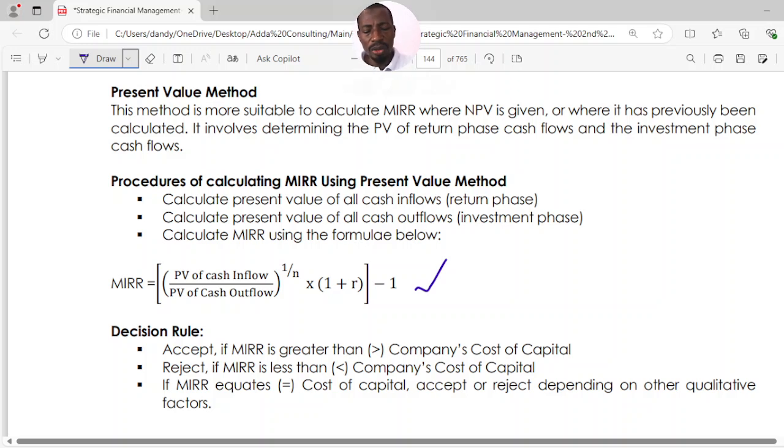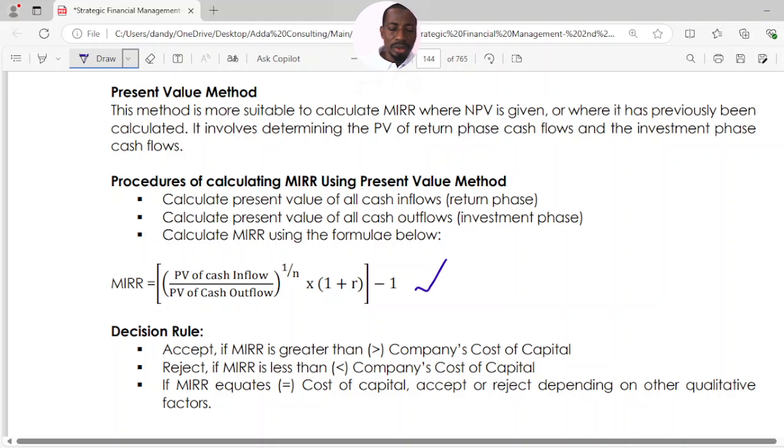Therefore, when you want to calculate your modified internal rate of return, whether you call it PV of return phase, or you say PV of cash inflow, because cash inflow you are familiar with, just say PV of cash inflow divided by PV of cash outflow raised to power 1 over n. N is the useful life of the project. Then multiply by 1 plus R. R is the reinvestment rate or cost of capital of the company. You put everything in brackets, then you less 1, then multiply with 100%. That will give you the modified internal rate of return. This is how to calculate modified internal rate of return.